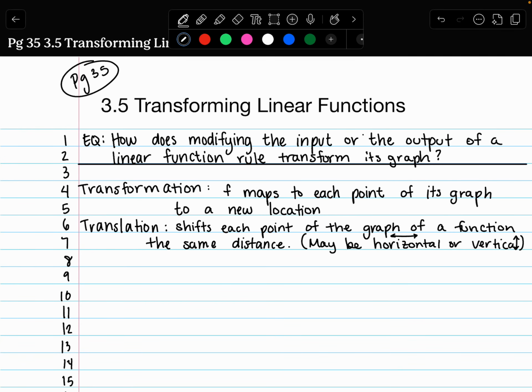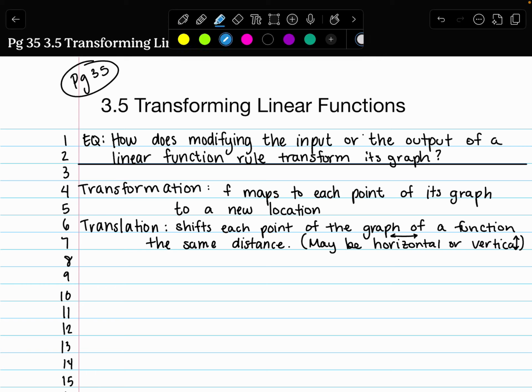Okay, so this should be on page 35. I hope you guys have already written this down. Transforming linear functions. This is 3.5. We're building up to our linear functions. Our EQ says, how does modifying the input or the output of a linear function rule transform its graph?